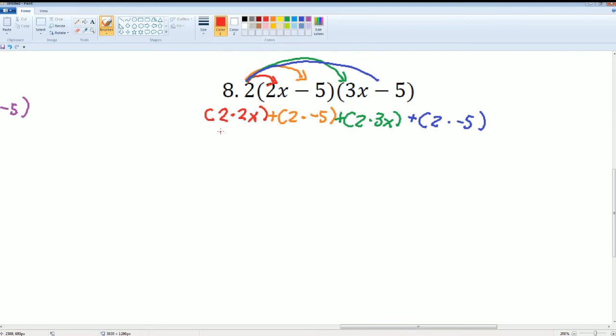So 2 times 2x becomes 4x. Let's do the purple. The purple is this. Plus 2 times 5 is, let's see, 2 times -5 is -10. Okay. Green, 2 times 3x becomes 6x. Here, -10, and 6x. 2 times -5 is -10. 2 times -5 is -10. Alright, give me a second here.